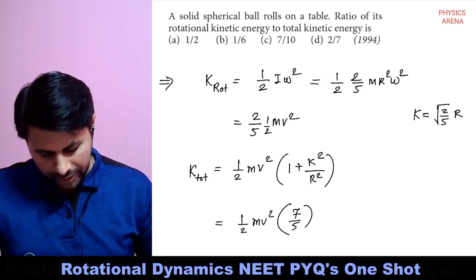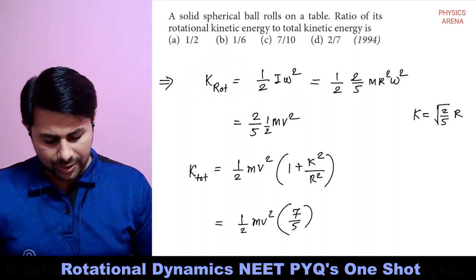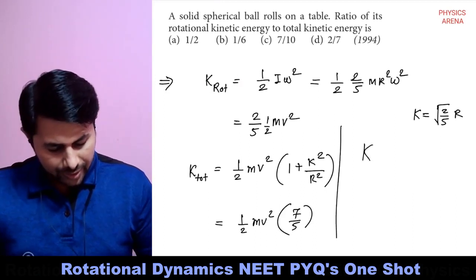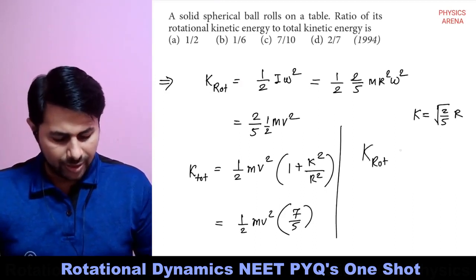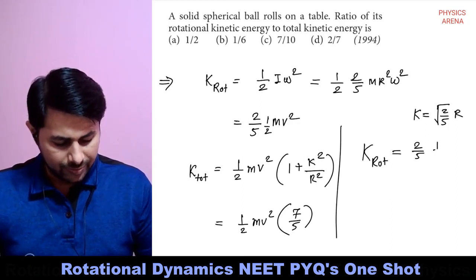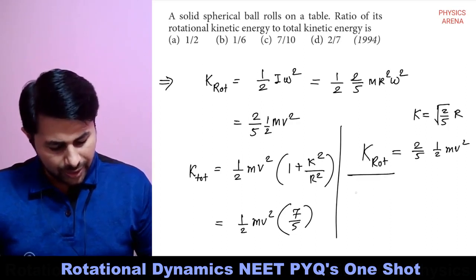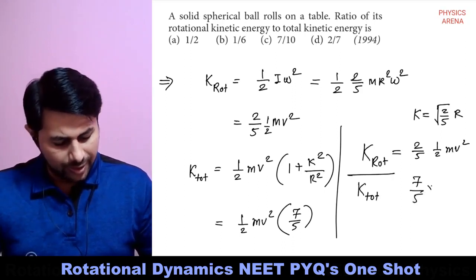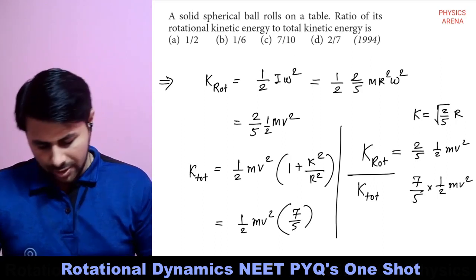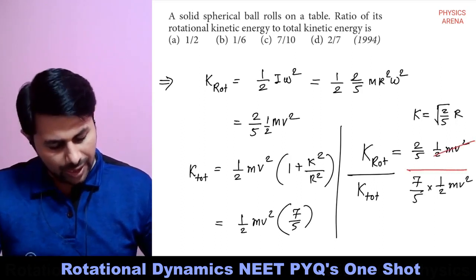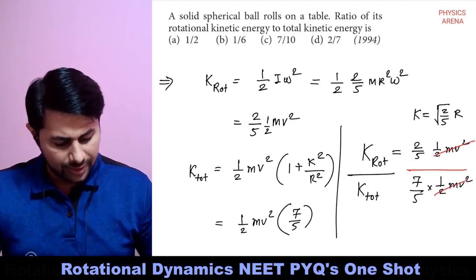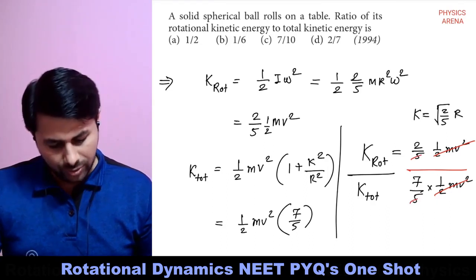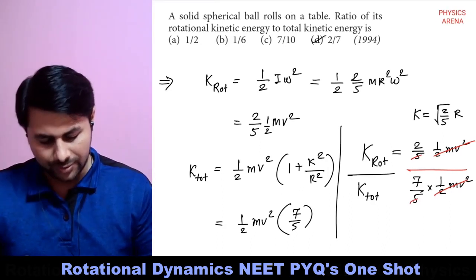So we have rotational kinetic energy as 2 by 5 multiplied by half mv square, and total kinetic energy is 7 by 5 multiplied by half mv square. So half mv square gets cancelled, 5 and 5 get cancelled, and we are left with 2 by 7. So 2 by 7 is the answer, option D.